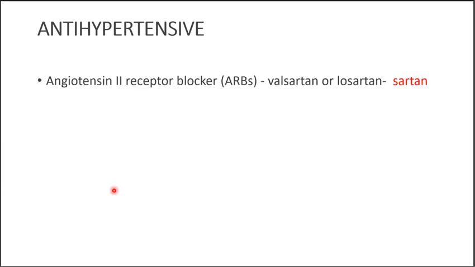We also have our Angiotensin II receptor blockers, or your ARBs. You also want to remember your ARBs because most of them end in sartan, your valsartan and your losartan. So these are your Angiotensin II receptor blockers. You would want to remember that if clients are unable to tolerate ACE inhibitors, we can actually give them our ARBs, such as your valsartan or losartan.